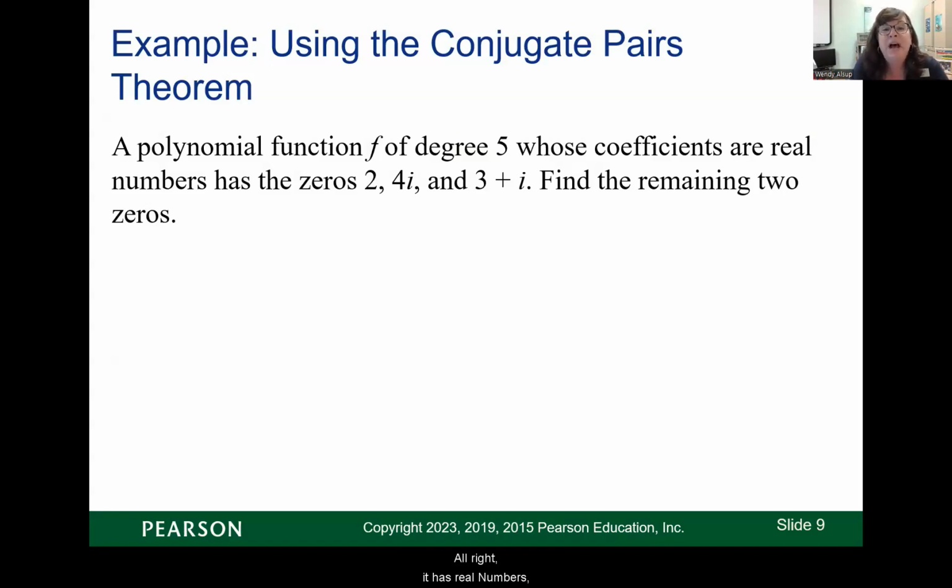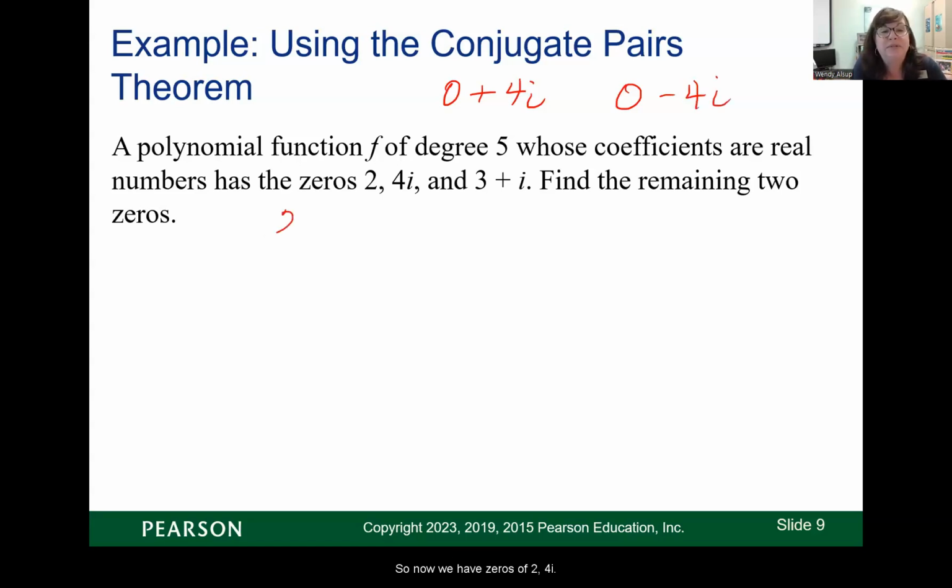All right, it has real numbers, has the zeros 2, it has 0, 4i, and it has 0, 3 plus i. So we have a 0, 2, 1, 2, 3 of these zeros. 4i is 0 plus 4i. All right, so its conjugate will be 0 minus 4i, or just negative 4i.